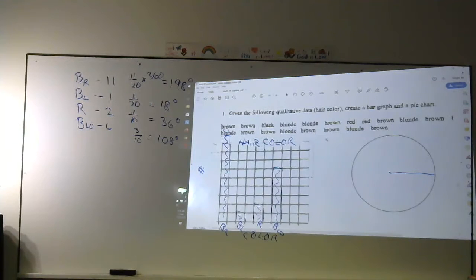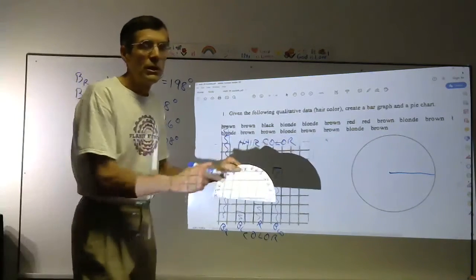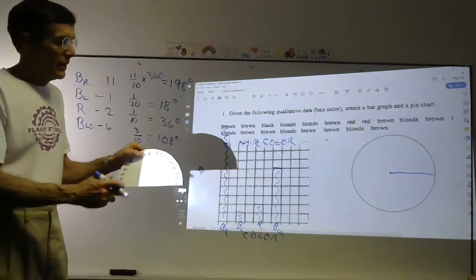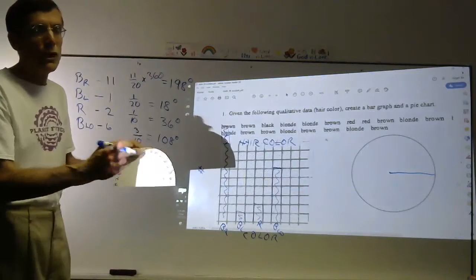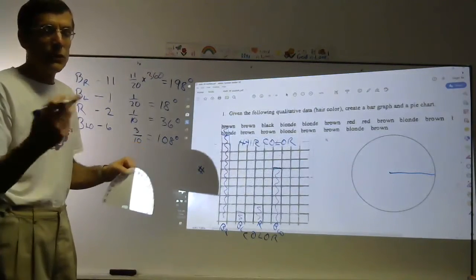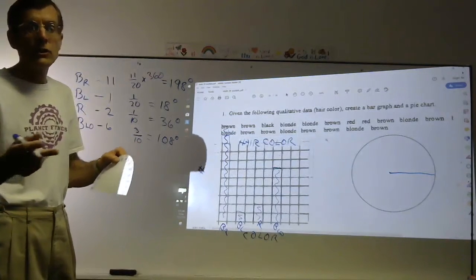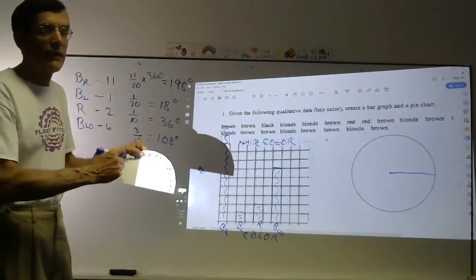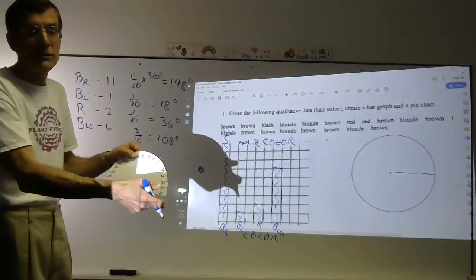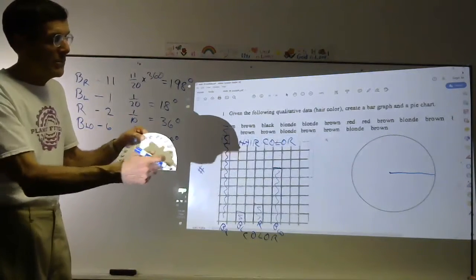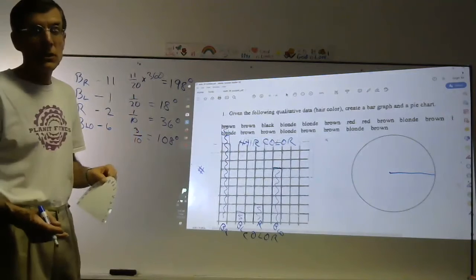What I would suggest for your homework is Google protractor and print out a picture of a protractor, a nice sized one, cut it out with a pair of scissors, and you have a protractor. Protractors go from 0 to 180. Make sure you know which side you're starting on. With a protractor that you get online, you can either start at the right and go to the left, or start at the left and go to the right. It doesn't matter. The homemade one I made, I'll always be starting here on the right.